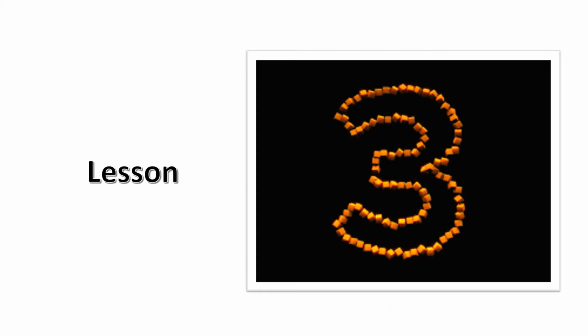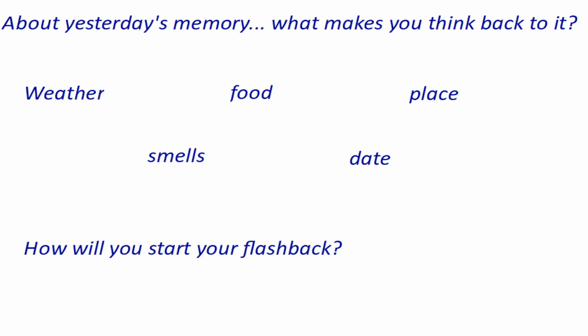Okay, so lesson 3. When we look at this, we are going to be thinking about yesterday's memory, the memory that you wrote down. And I want you to think about what makes you think back to it. Could it be the weather? Could it be some food? Could it be a place? Could it be a date?